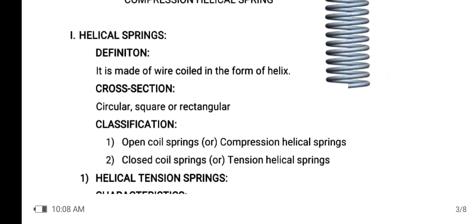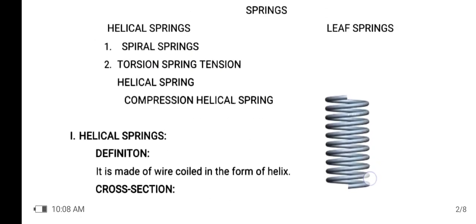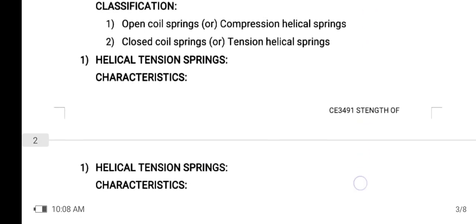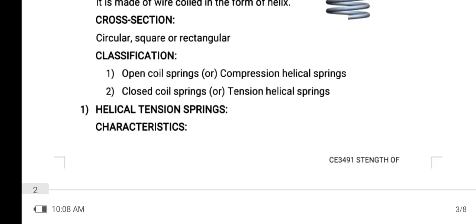Then the helical spring is made of wire coiled in the form of a helix. The cross section is circular, square or rectangular. Then classification of helical spring: open coil helical spring or compression helical spring, and closed coil helical spring or tension helical spring.